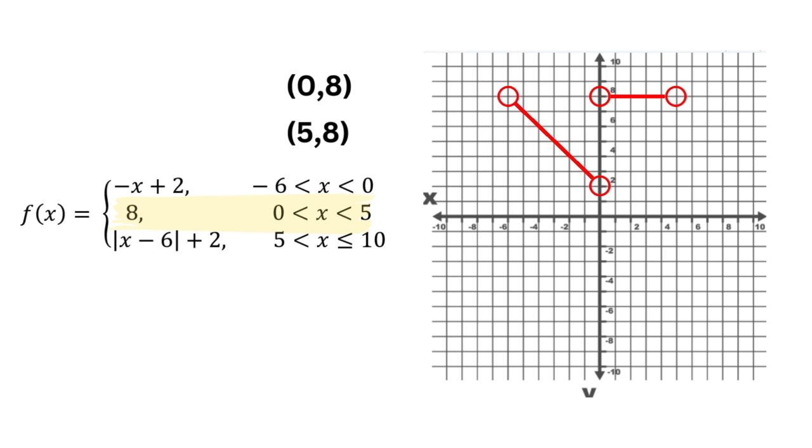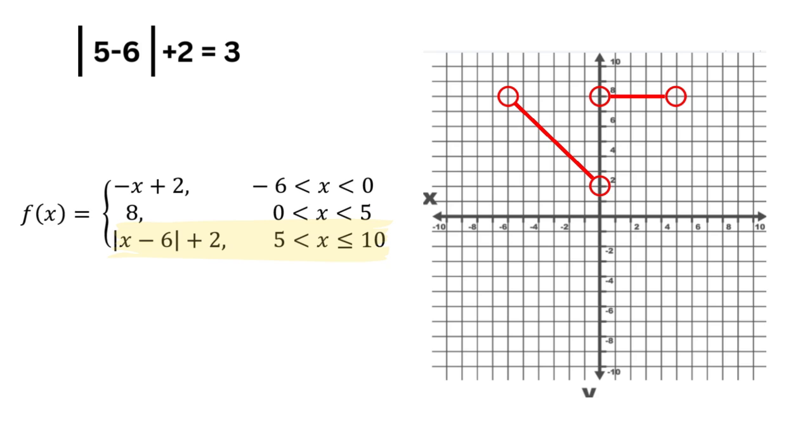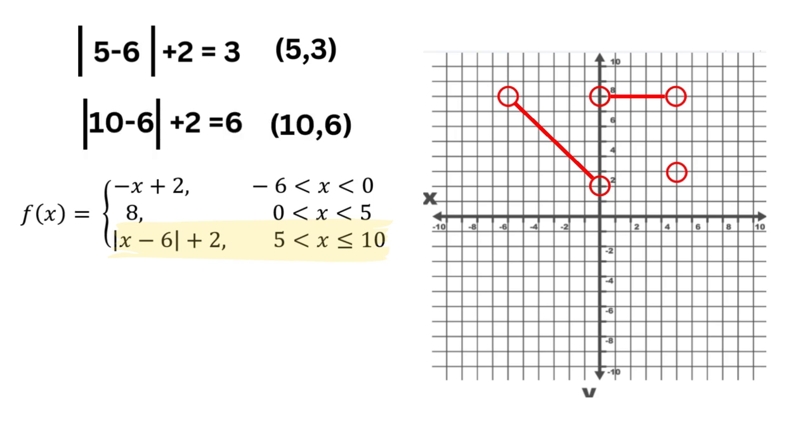And then the third piece of the graph is an absolute value graph. Now we notice here that we have the less than symbol, 5 is less than x, so at x equal 5, we're going to have an open circle. If we plug 5 into the function and do the calculation, we would get the point 5, 3. So we have an open circle at 5, 3. The 10 is x less than or equal to 10, so we're going to include the endpoint 10, so it's going to be a closed circle. We plug 10 into the function, and we would get the point 10, 6. So we're going to put a closed circle at 10, 6.